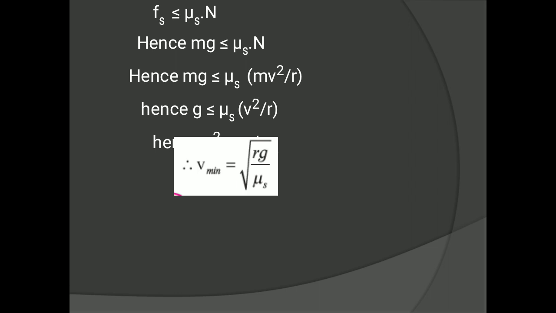So, today we have considered two applications, one vehicle moving along a horizontal curved road and the well of death. Next time we will see other applications. Till now we will stop here. Okay, thank you.